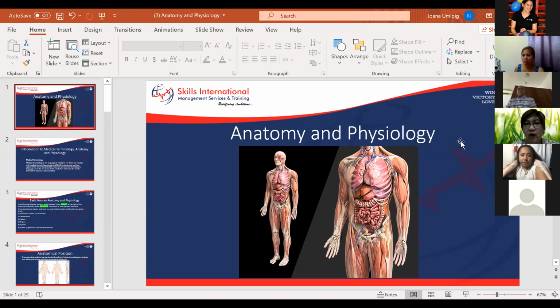Okay, so going forward tayo, any question with this anatomy and physiology? Any questions? Clear? Yes, ma'am. Clear po. So clear sa inyo? Yes po. Opo, clear po.